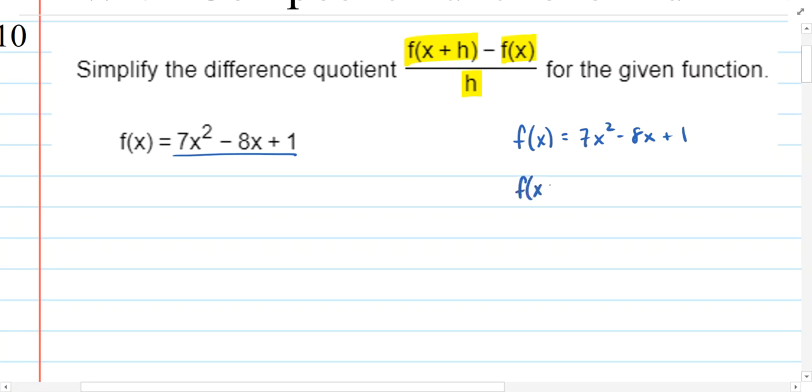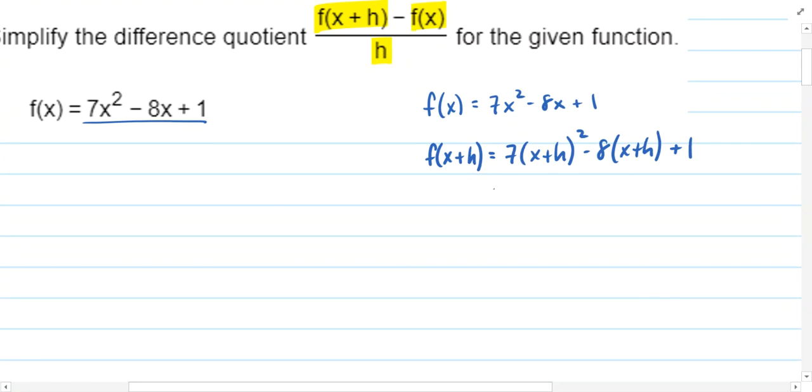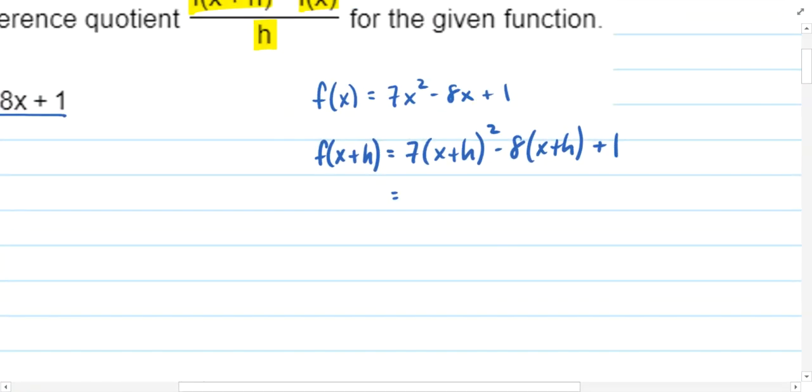But f of x plus h means to evaluate this function here, as it was defined, not at x, but at x plus h. So everywhere that there was an x, I'm going to change that to x plus h. So I have 7 times (x plus h) squared minus 8 times (x plus h) plus 1. And I like to simplify this right away before I even use the difference quotient.